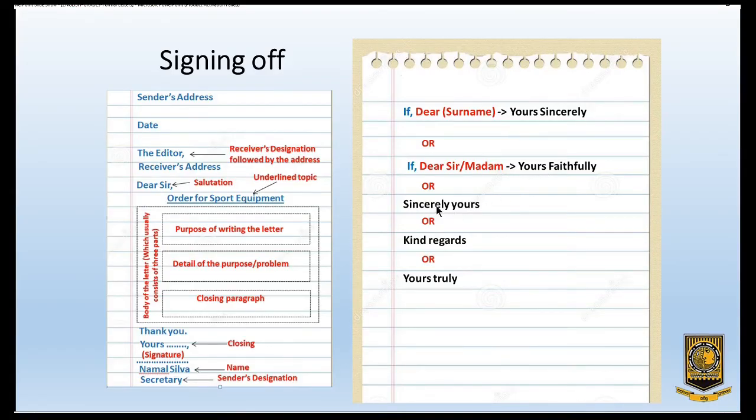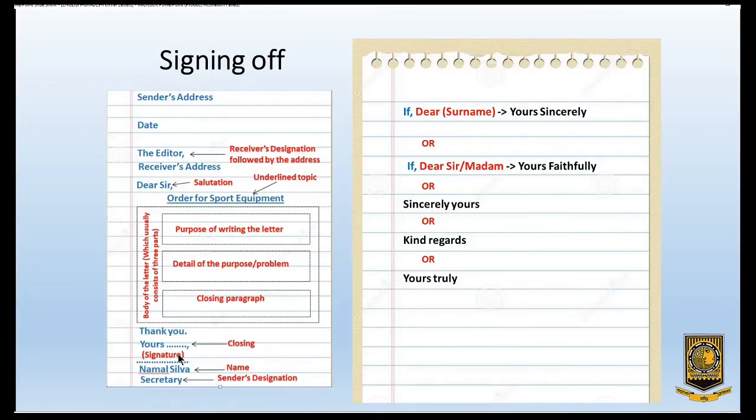These are the new ways, sincerely yours. These are a bit older but still being used. These phrases you can use: sincerely yours, kind regards, yours truly. You can include any of these here. And at the end, don't forget to put the comma.